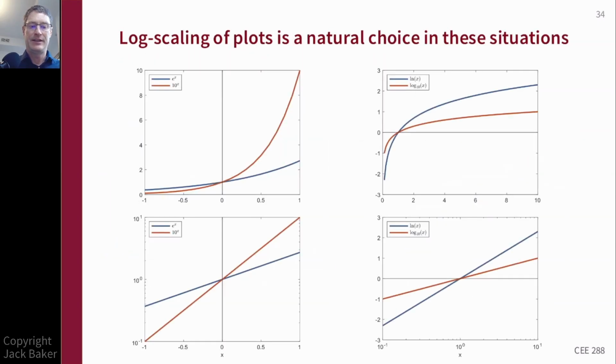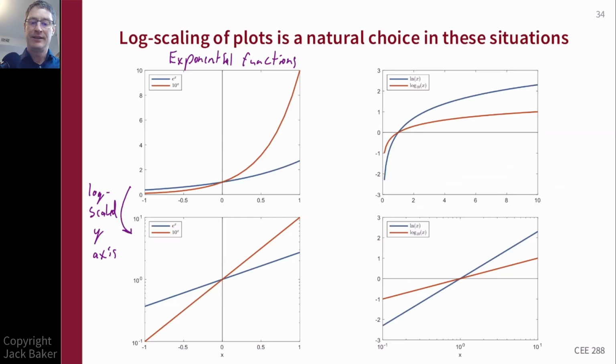So on the left-hand side here, I've got 4 plots. On the left-hand side, I've got the exponential functions, that was the e to the x and the 10 to the x. And when that's the case, making a log-scaled y-axis is the transformation that gets us to this linear behavior. Right? So that's what we saw in the previous slide.